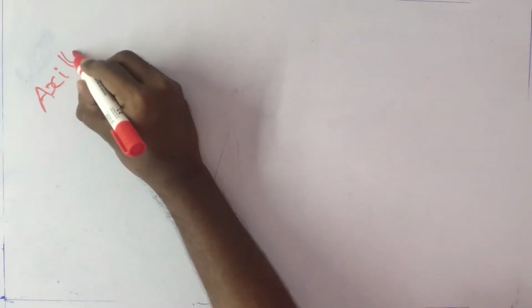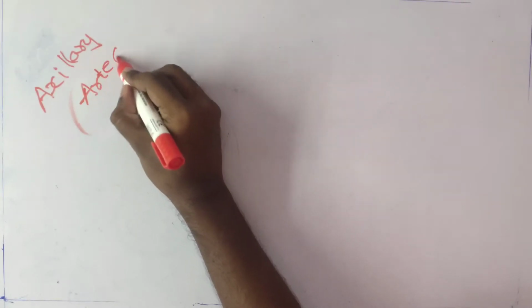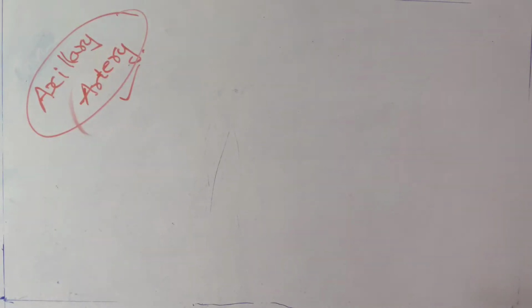Today our class is about the axillary artery. It is one of the important concepts for essay answers as well as for 5 marks. We will discuss the axillary artery along with mnemonics and shortcuts to remember it.